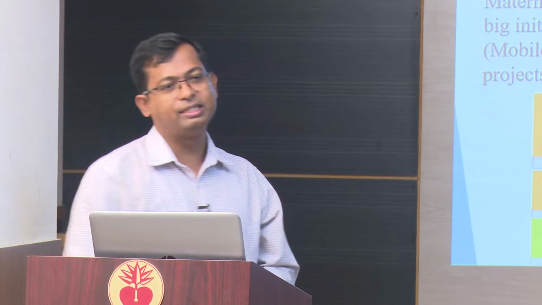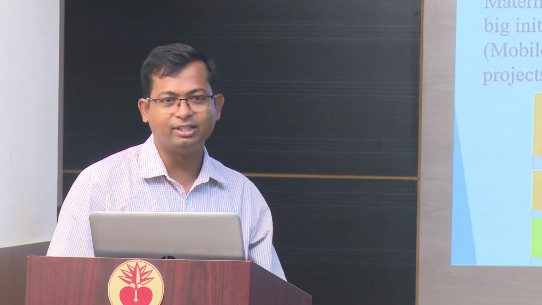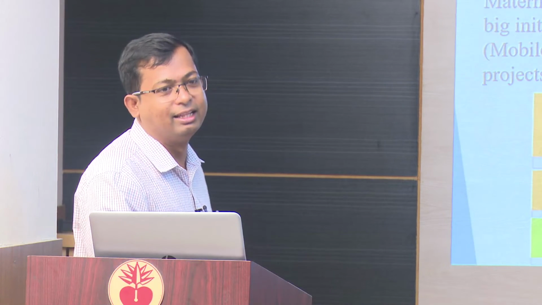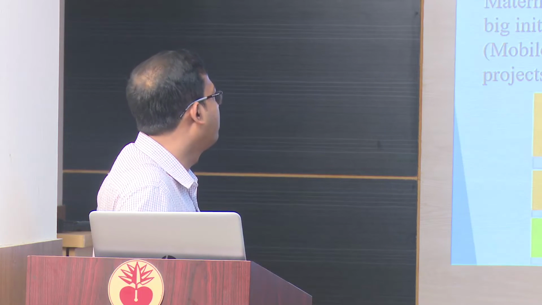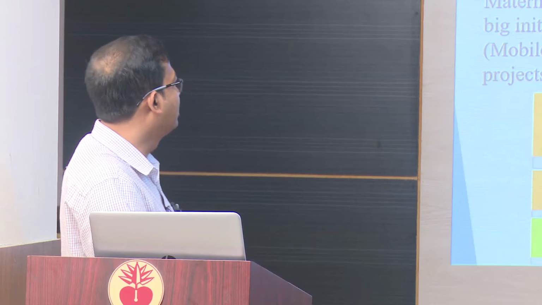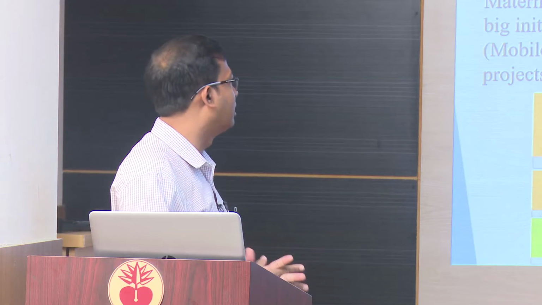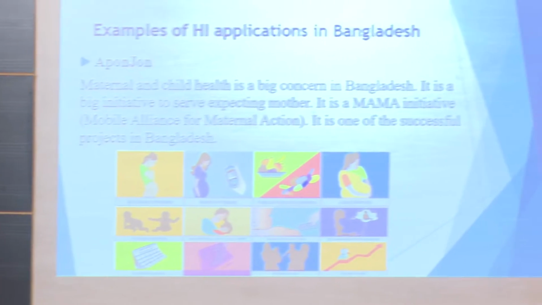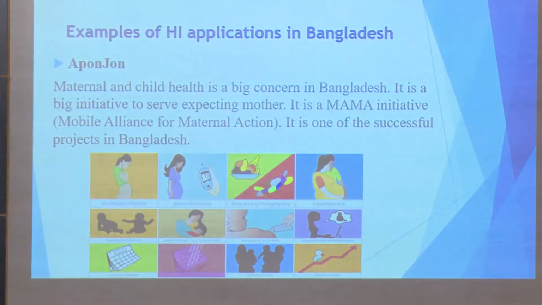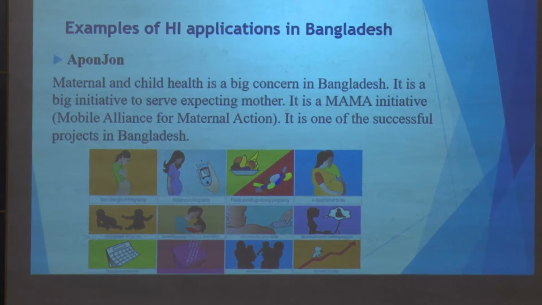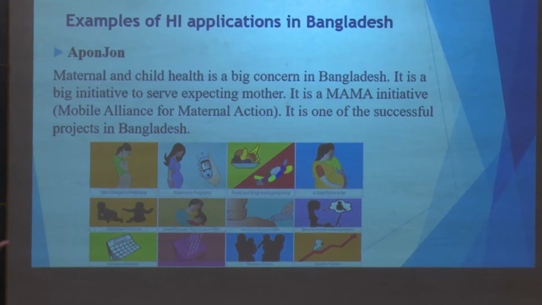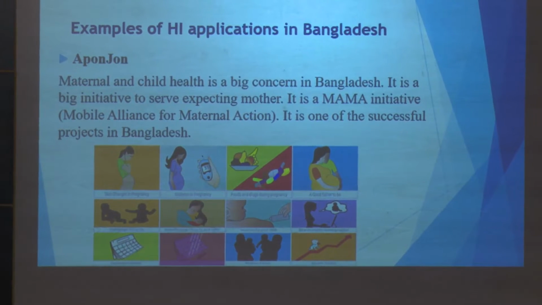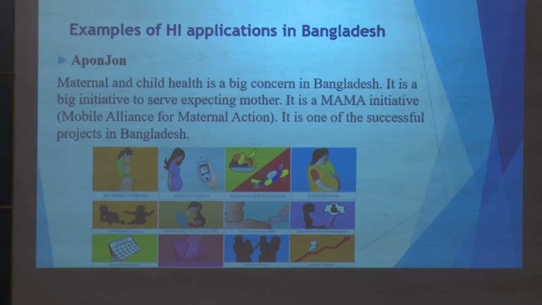There is another app, Aponjon. You heard about this app, right? Basically, people can use this app for child and maternity health. Maternal and child health is a big concern in Bangladesh. It is a big initiative to serve expecting mothers. It is a MAMA initiative, Mobile Alliance for Maternal Action. It is one of the successful projects in Bangladesh. During the pregnancy period, you need different types of advice, a care plan, a diet plan, right? Through this app, you can get support. So it's also very interesting.